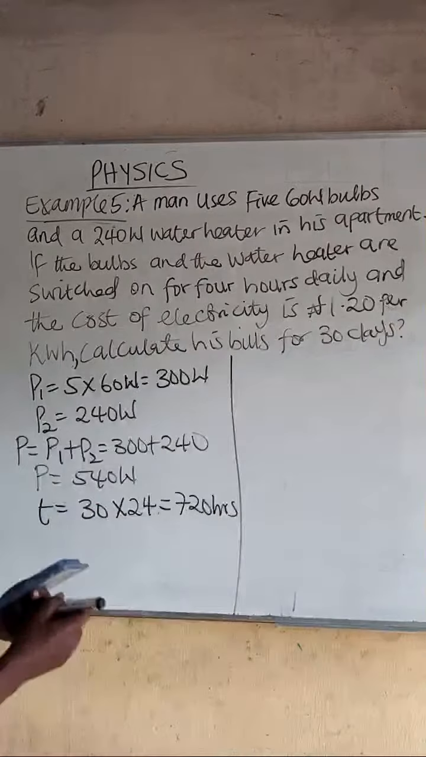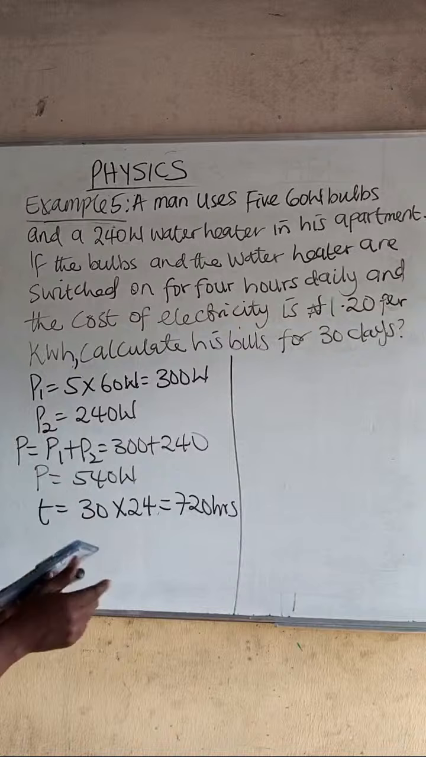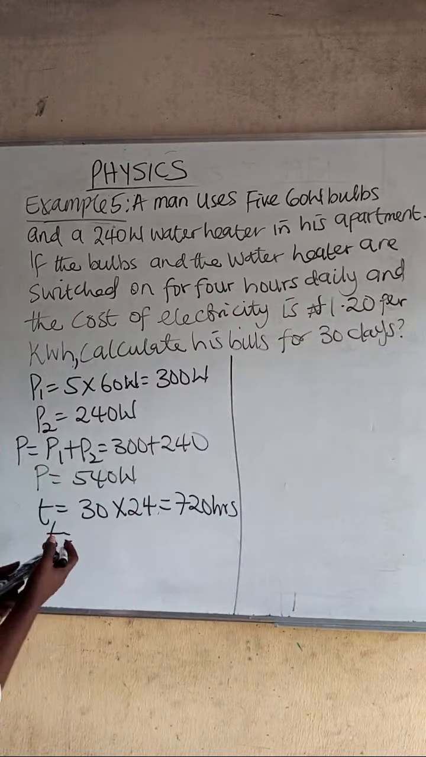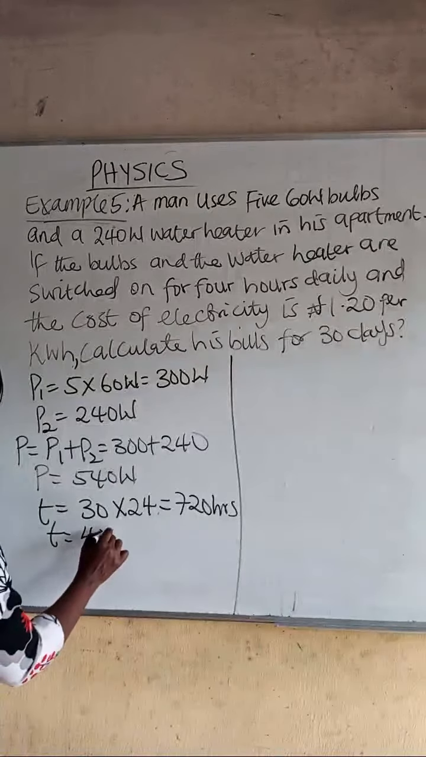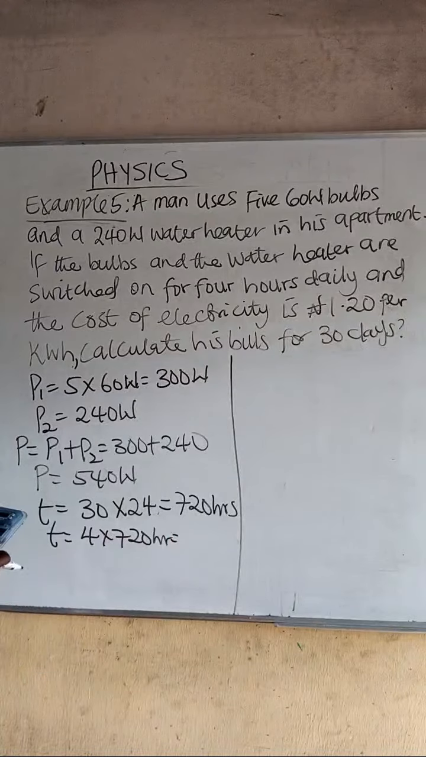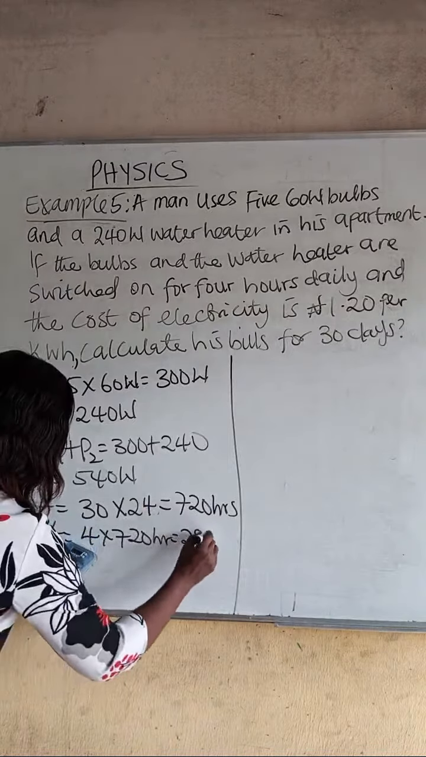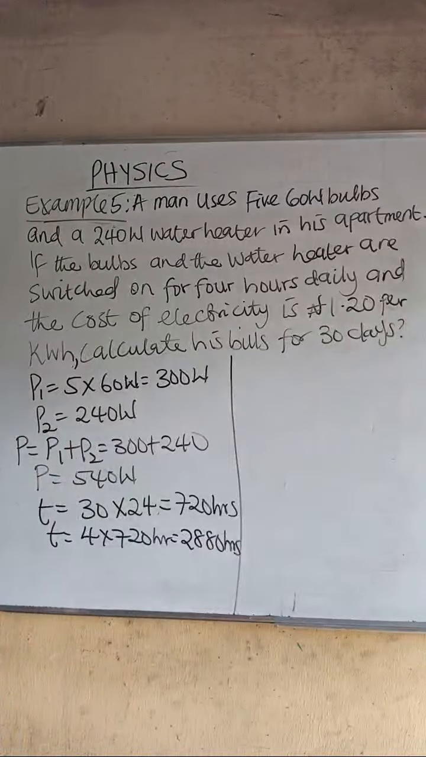Now, this is just for 30 days, but each day he uses it for 4 hours. So we are going to say again, our time, we are going to multiply by 4 hours. That is 4 times 72 hours. We have 228 what? Hours. Okay?